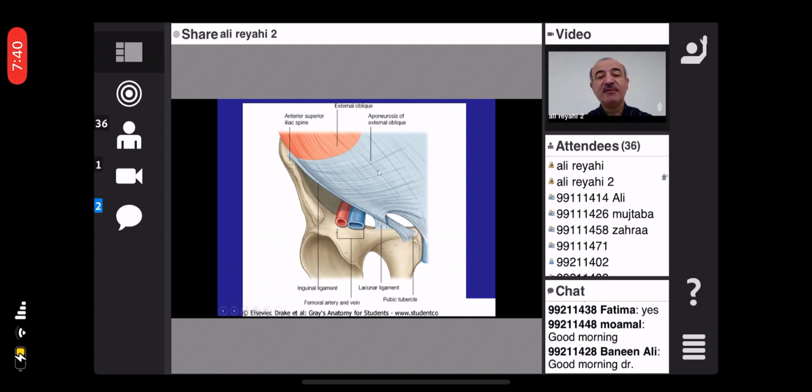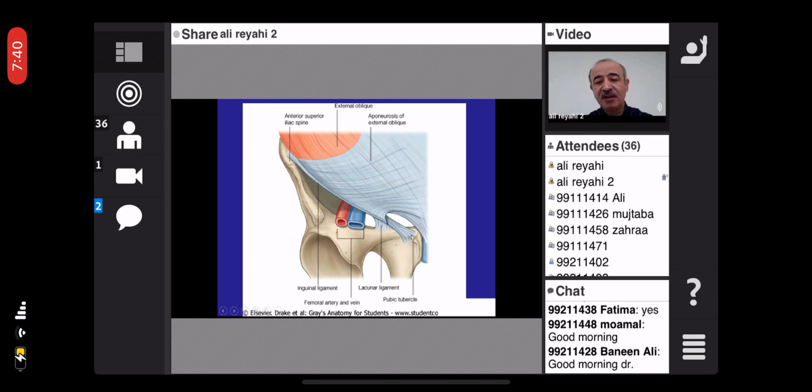That means the aponeurosis of the external oblique bifurcated here, forming the lateral crus and the medial crus. The lateral crus attaches to the pubic tubercle, and the medial crus attaches to the pubic crest near the midline, and forms one opening, one ring. It's called the superficial inguinal ring. And you can see the inguinal ligament extended from the anterior superior iliac spine to the pubic tubercle.